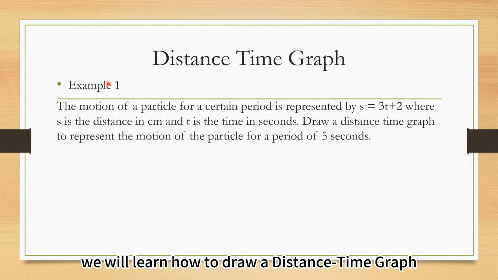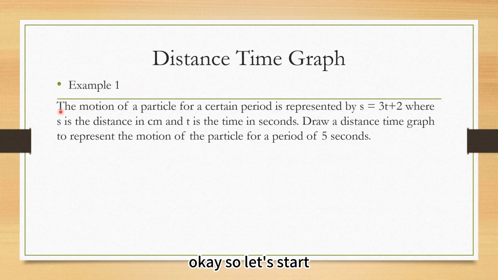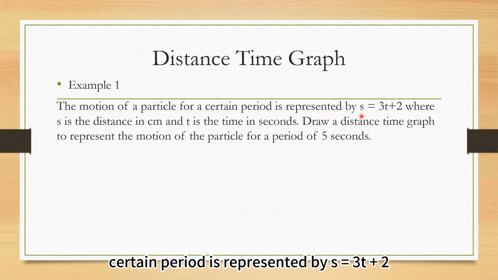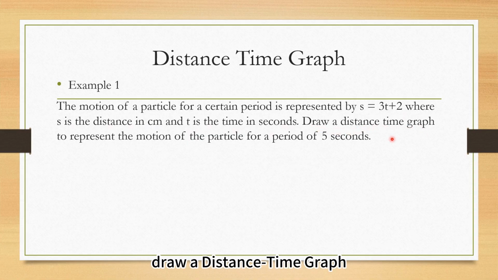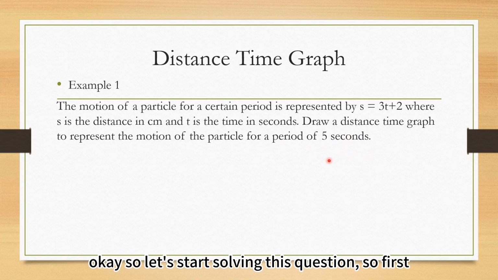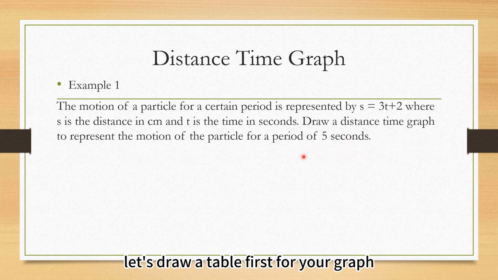In example 1, we will learn how to draw a distance-time graph. The motion of a particle for a certain period is represented by S = 3t + 2, where S is the distance in cm and t is the time in seconds. Draw a distance-time graph to represent the motion of the particle for a period of 5 seconds. Let's start solving this question. First, let's draw a table for your graph.